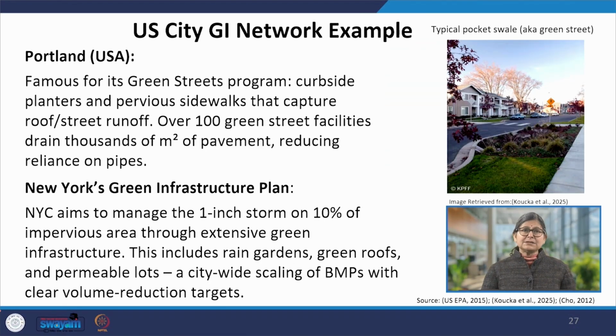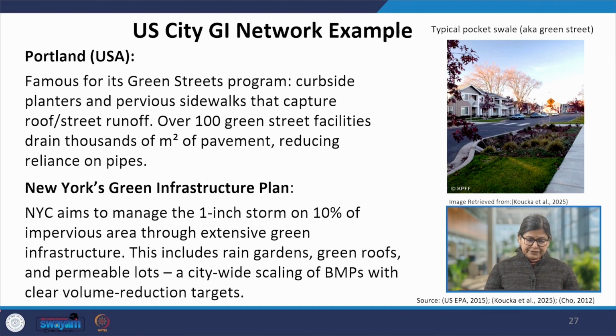In the US, we can see GI network examples from several cities like Portland, famous for its Green Streets program, curbside planters and pervious sidewalks that capture roof or street runoff. Over 100 Green Street facilities drain thousands of square meters of pavement, reducing reliance on pipes.